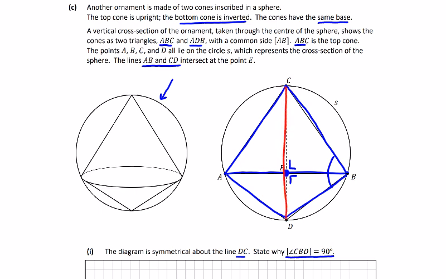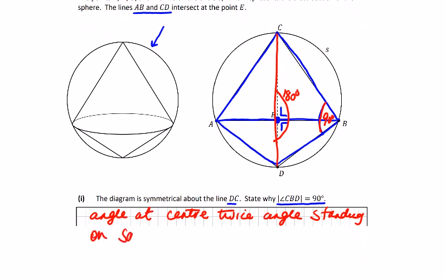Here we have a diameter of a circle. So this angle is 180. So therefore this angle is 90. So here we're going to state that: maybe angle at center twice angle standing on same arc. That's probably enough information here. Therefore 180 divided by 2 is equal to 90. So the size of the angle CBD is equal to 90 degrees.